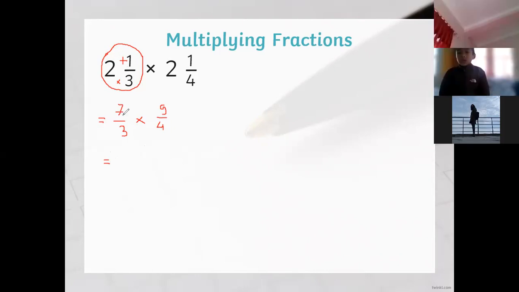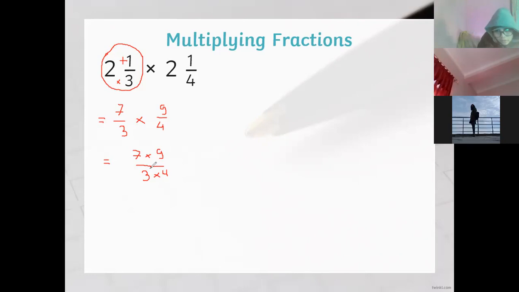Whenever you see mixed, convert it into improper. Now find the product of numerators and denominators, then divide or reduce it. Your denominators are 3 and 4, so multiply them. You can cut in this step also, if you know them. Your numbers will be small, like you can cut 9 and 3. Both are divisible by 3.